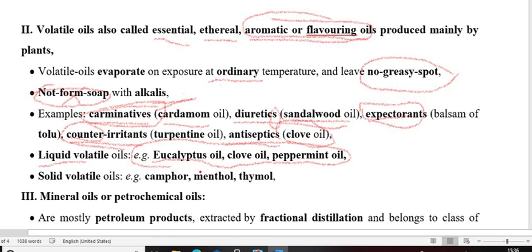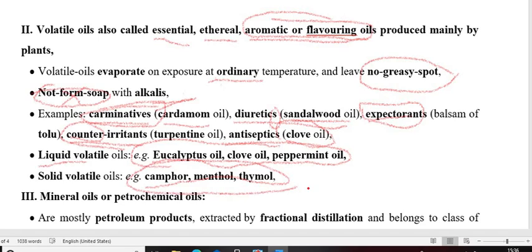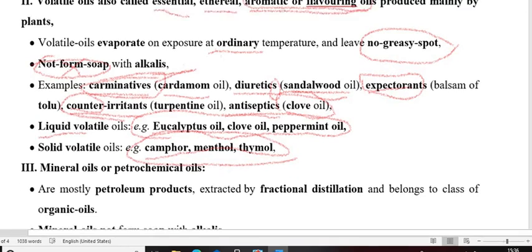Solid volatile oils are solid. Some of the volatile oils are also solid, similar to the fixed oil, but that is called fat. Here the solid volatile oils, at room temperature, are going to evaporate, and examples are camphor, menthol, thymol. So we all are aware of these components, camphor, menthol. This usually is solid at room temperature and going to easily evaporate, and is called solid volatile oil.